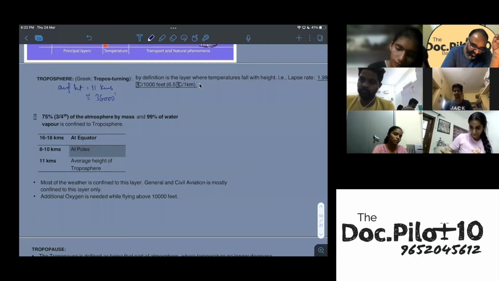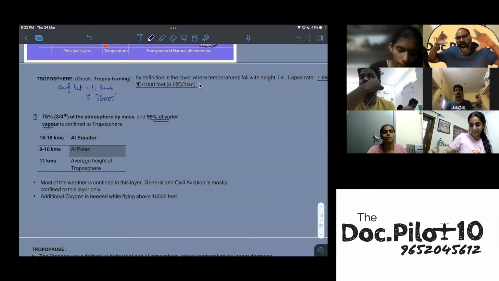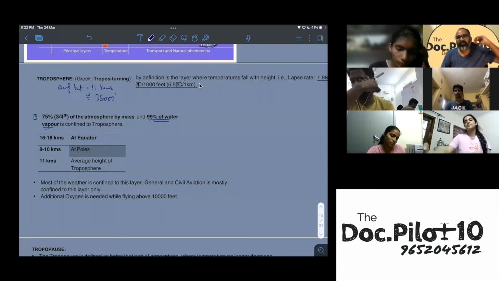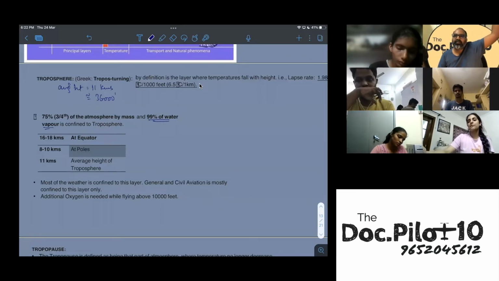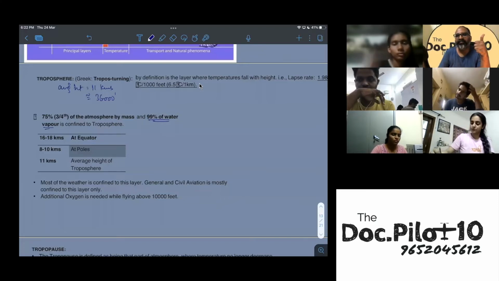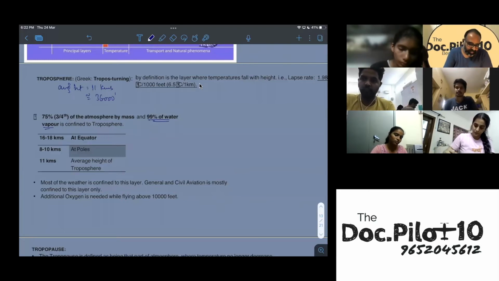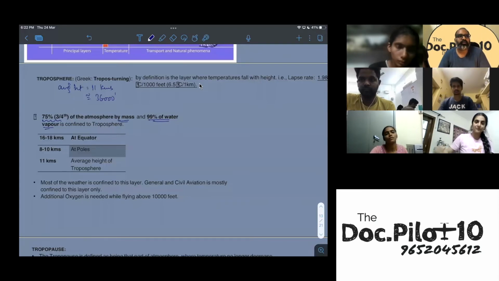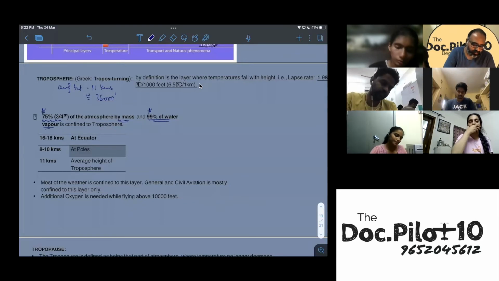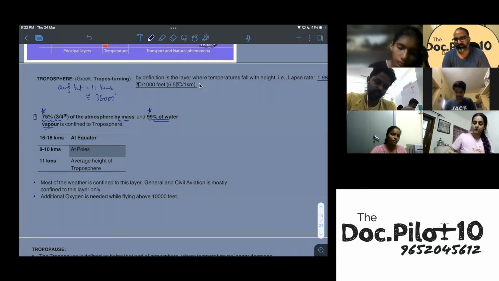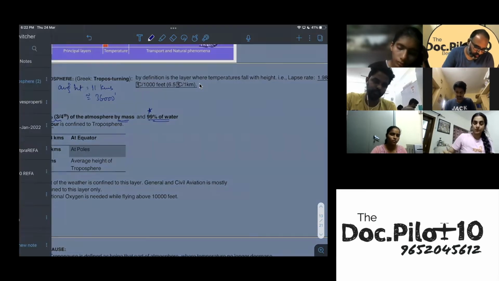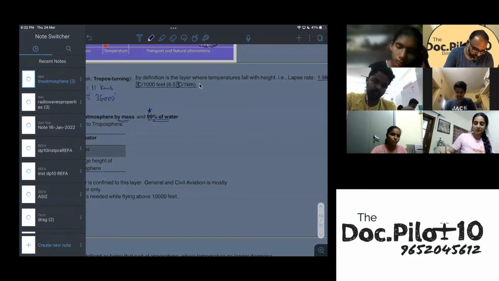So that means 99% of the water vapor on Earth is within the troposphere, because beyond the tropopause it is beyond 30,000 feet, so it is almost negligible, like 1% or less. Am I clear on this? And 75% of the atmosphere by mass is confined within the troposphere. These 2 points are important: 75% and 99% of water. They may ask in your exam. Okay. Now I will teach you the topics.